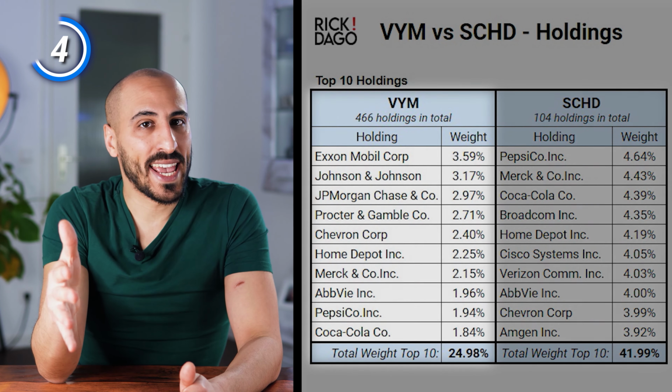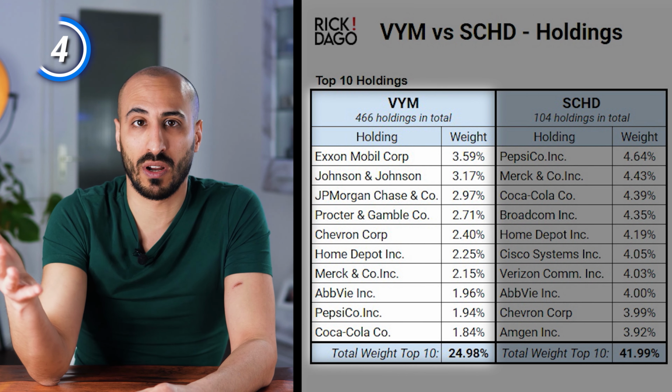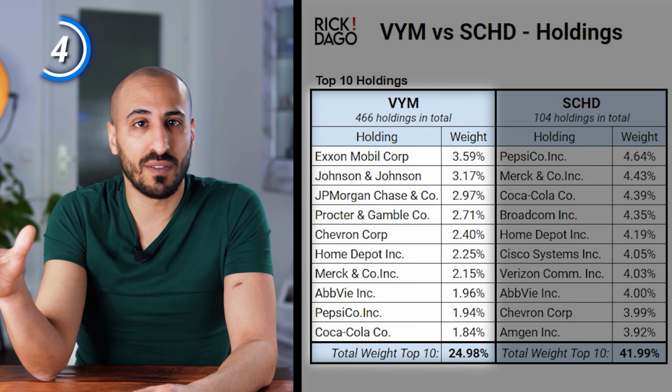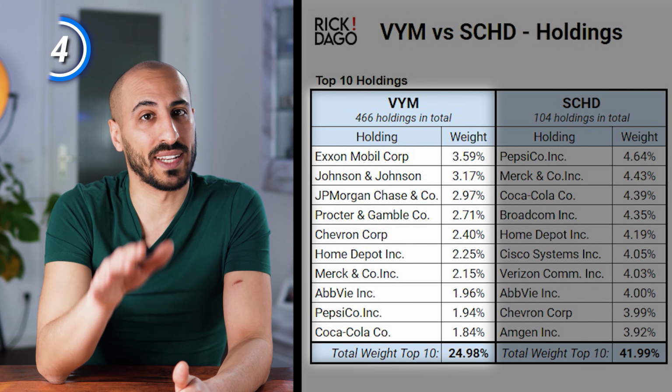In comparison, VYM, which counts companies like ExxonMobil, Johnson & Johnson, JP Morgan, Procter & Gamble, is more diversified, and the total weight of the top 10 companies is 24.98%. Now, the concentration of SCHD on just 104 companies can be a good thing for people looking for value-based ETFs.